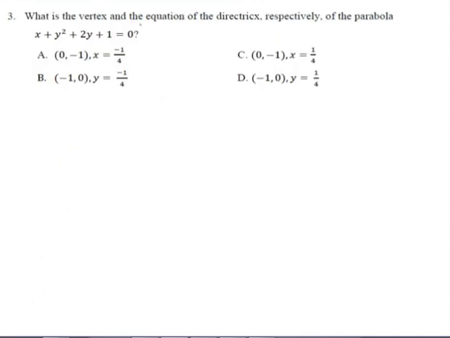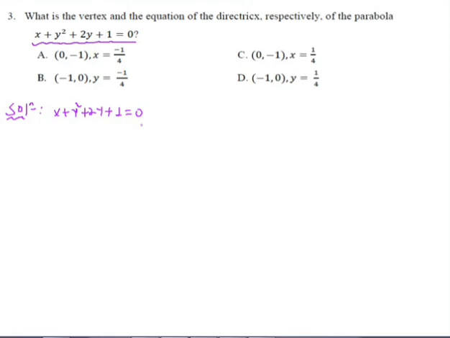What are the vertex and the equation of the directrix, respectively, of the parabola x plus y squared plus 2y plus 1 equals 0? Here the equation of a certain parabola is given: x plus y squared plus 2y plus 1 equals 0.